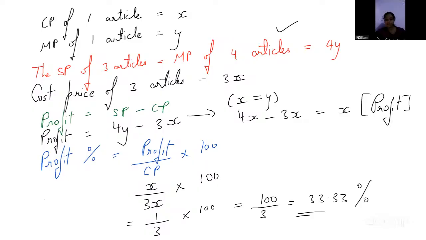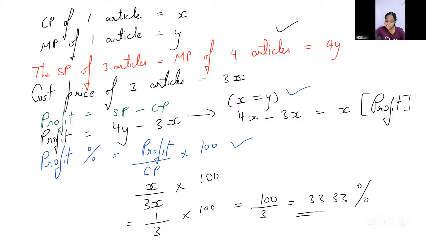Your cost price of 3 articles is 3x. Now, for the profit, we do selling price minus cost price. So you make the equation 4y minus 3x. But it is given that the market price of 4 articles is the selling price for 3 articles. And we assume that the cost price per article equals the marked price per article. That is why we assume that x equals y, and in the place of 4y, we made it 4x. So 4x minus 3x, x is our profit.